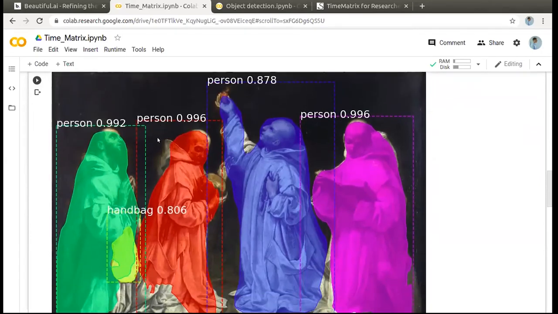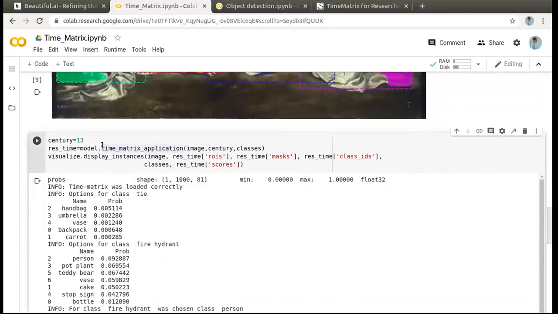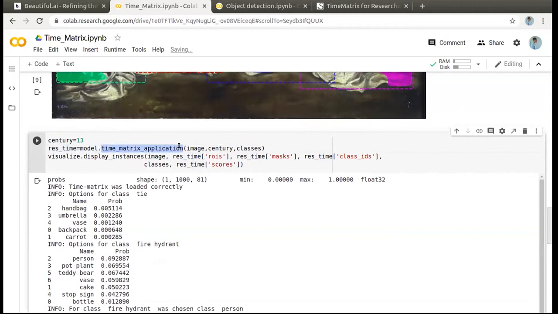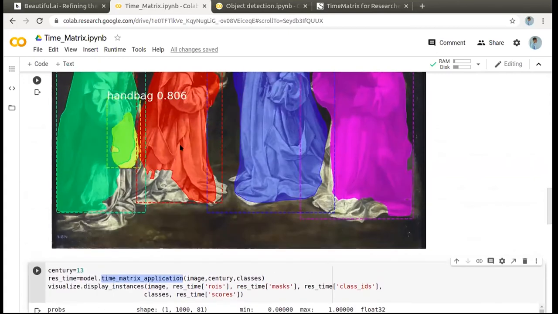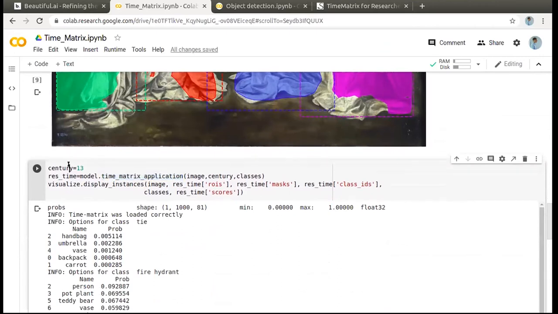We have four persons and a handbag here. So definitely we understand that a handbag is not a good option for this painting. So in the model code, we implemented one more function, which calls the time matrix application. This function opens the CSV file with names of classes and the centuries. Based on this file, the function extracts the probabilities of each object, compares the time context with the century of the painting, and based on this information decides which probability is highest for this object.